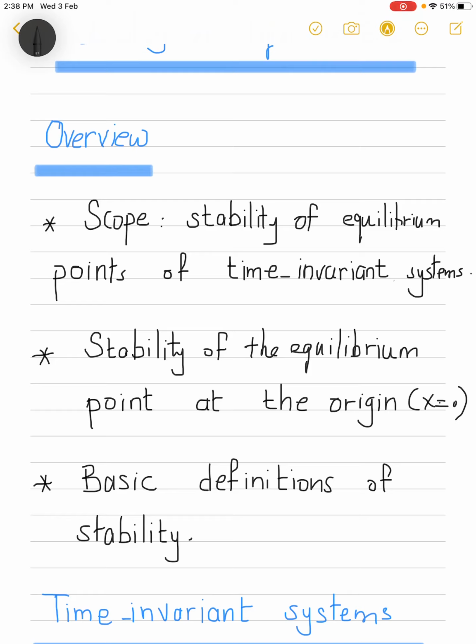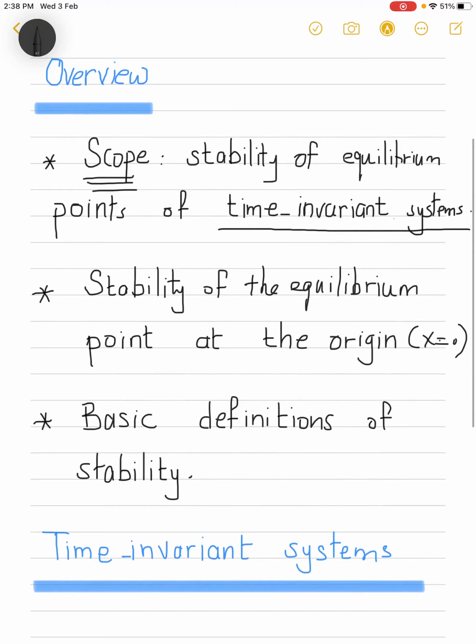The first one is the scope of the systems that we are going to deal with, and basically we are talking about time invariant systems. So I'm going to define the modeling equation of the system and recall the definition of time invariant systems as a start. Then we'll talk about the stability of the origin. Why the origin specifically, and whether this is a special case or could be valid to any other equilibrium point.